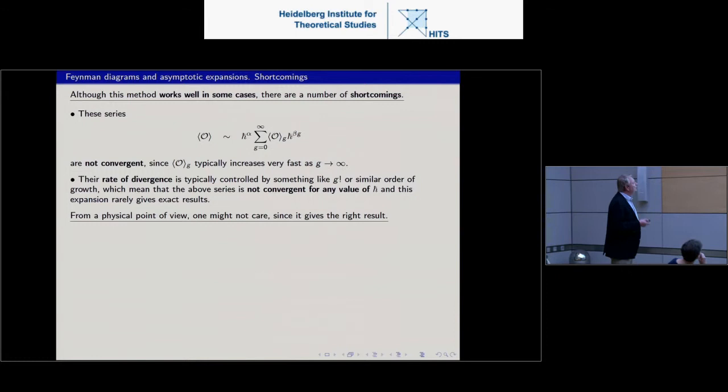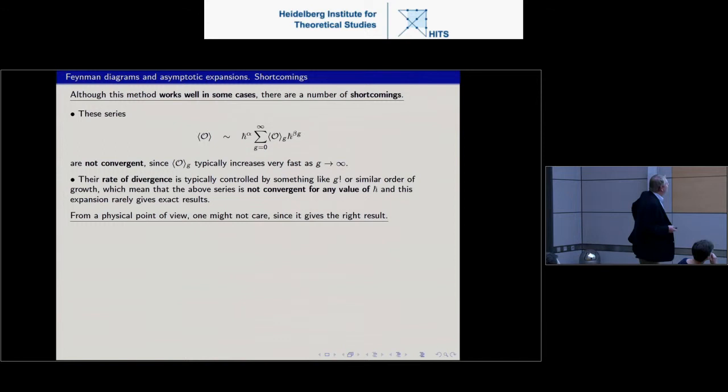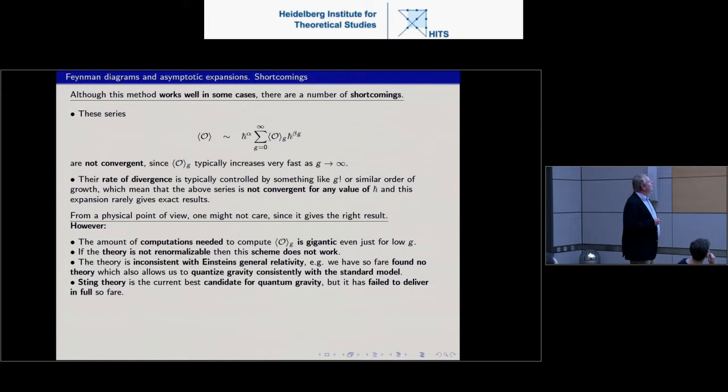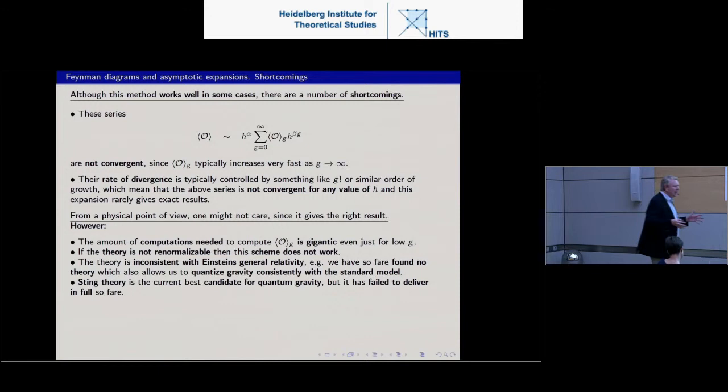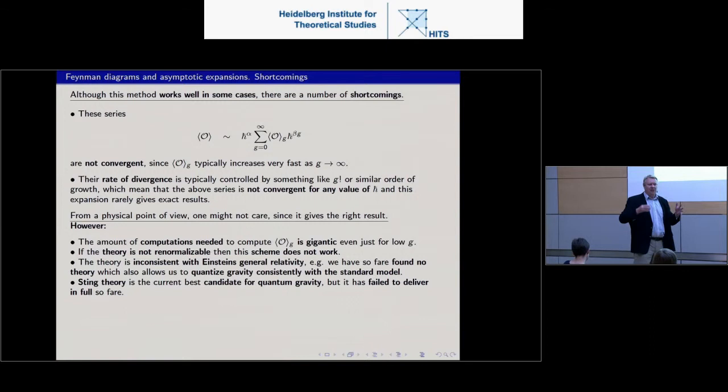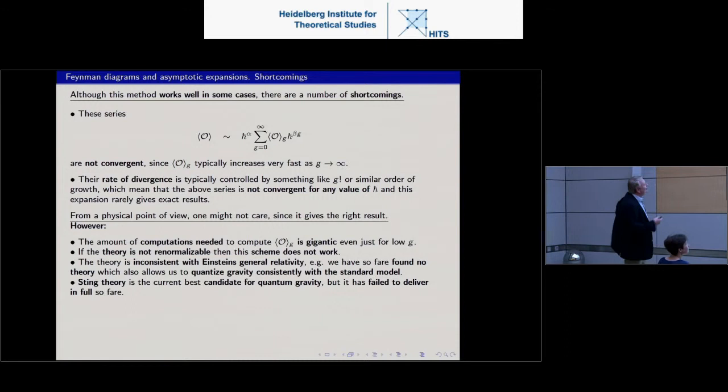One could say from a physics point of view, who cares? We got the right result that we measured. Well, you also have problems in physics. Namely, first of all, the amount of computer power you need to compute these is horrendous. It's extremely inefficient to do it via the original Feynman path integral point of view with these Feynman graphs. There are tons and tons of graphs. And some of the computations are 80 pages of long computations. It takes an enormous amount of PhD students and postdocs to do all of this, just for even low G.